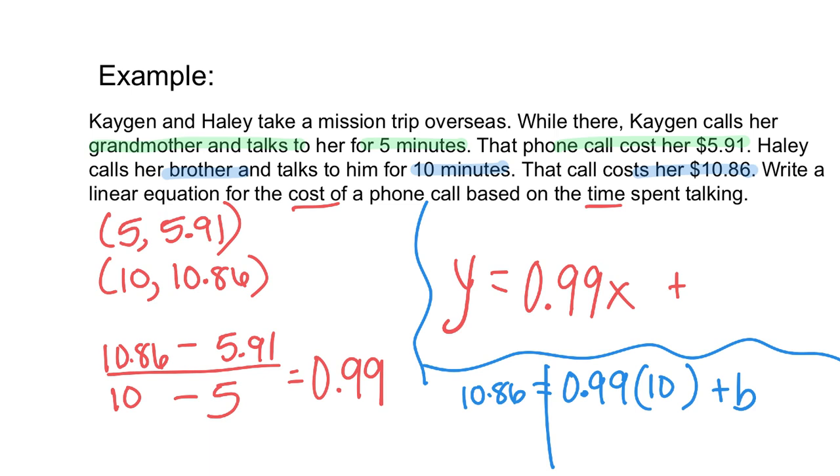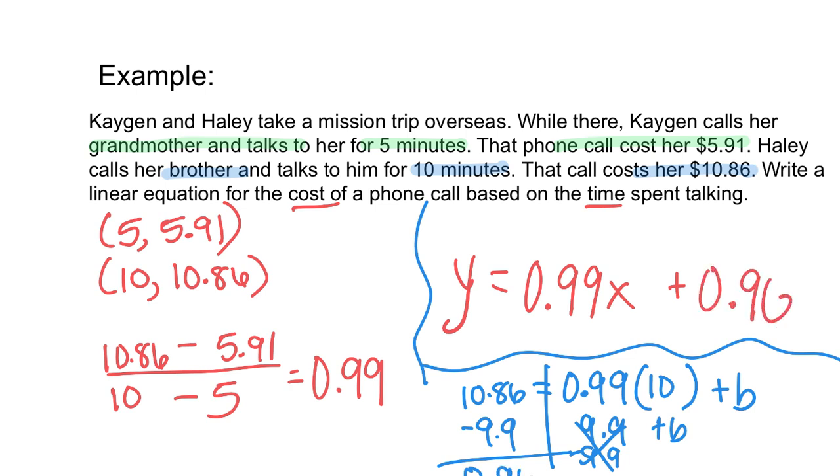So 0.99 times 10 is 9.9. And you can subtract 9.9. And you get 0.96. So our b value is 0.96.